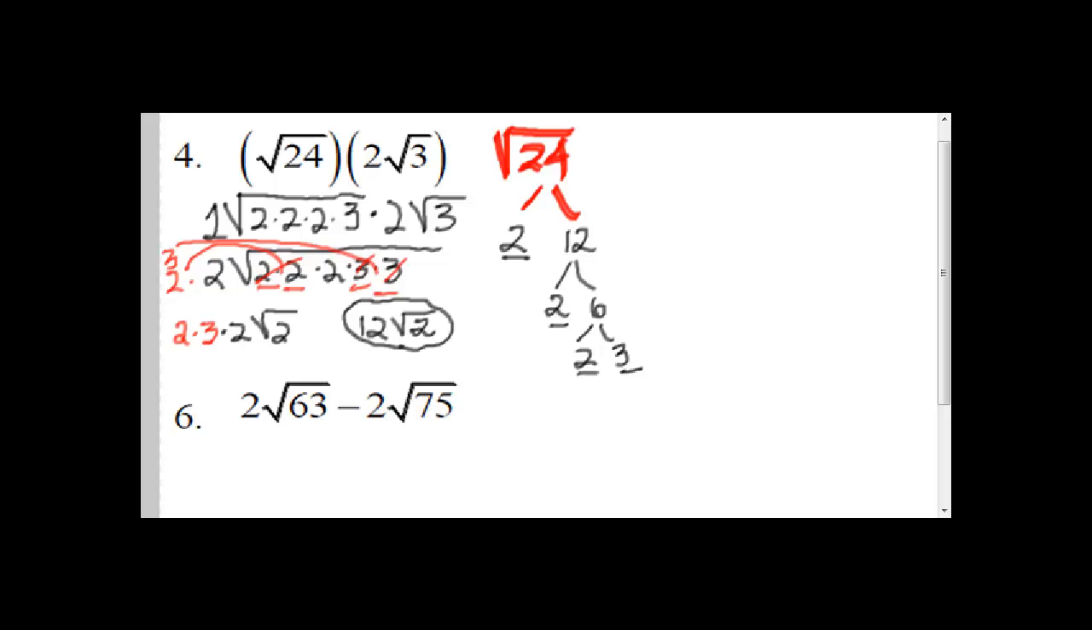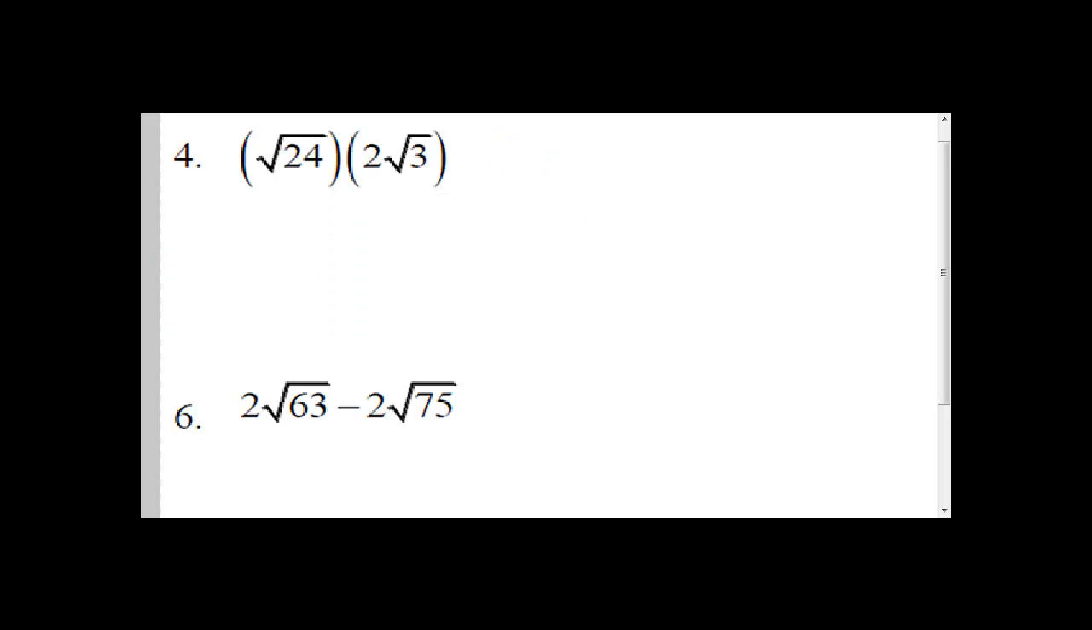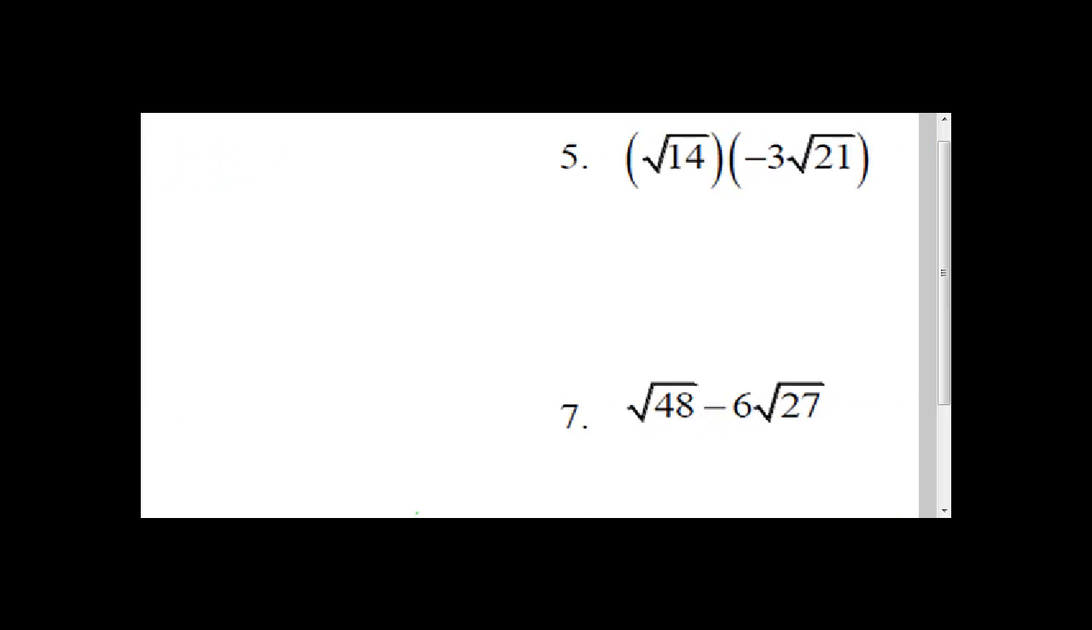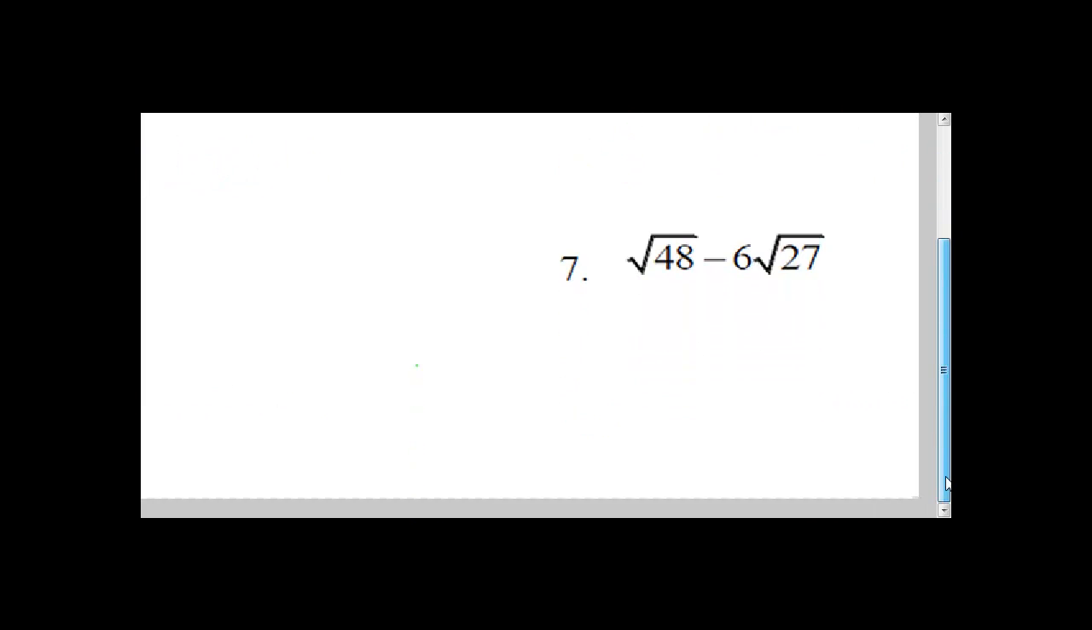Okay, so let's get rid of that one. And then we're going to move on to number 7. Number 7 is a little bit harder because we have larger numbers. So let's start by taking 48, and let's break it down into its primes. And then we're also going to take a negative 6 square roots of 27, and we're going to break it down into its primes.